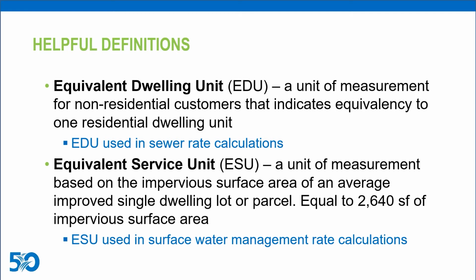An equivalent service unit, or ESU, is another unit of measurement that's based on the impervious surface area of an average improved single dwelling lot or parcel, which is 2,640 square feet of impervious surface area. An impervious surface is one that doesn't allow water to pass through it, for example, concrete or asphalt. ESUs are used in surface water management rate calculations and to develop the monthly bills for our customers.